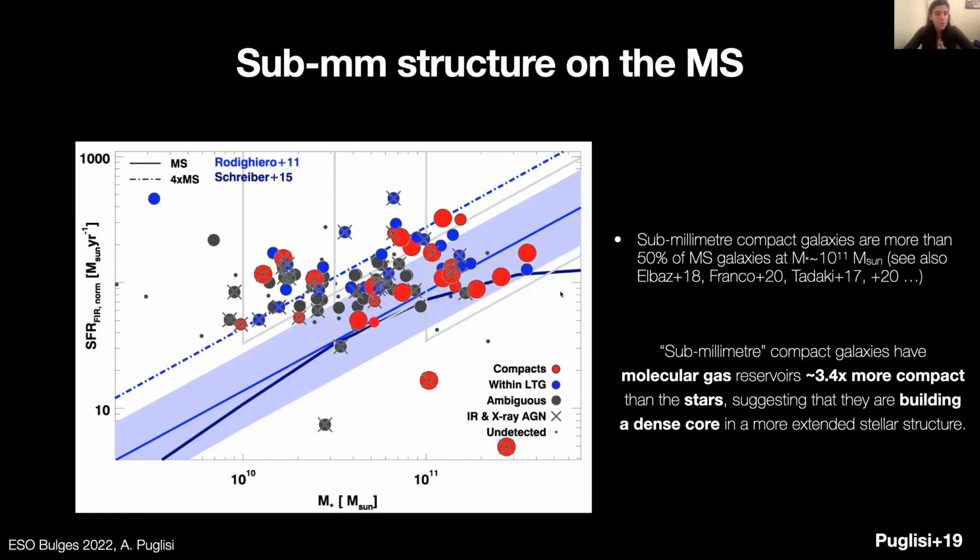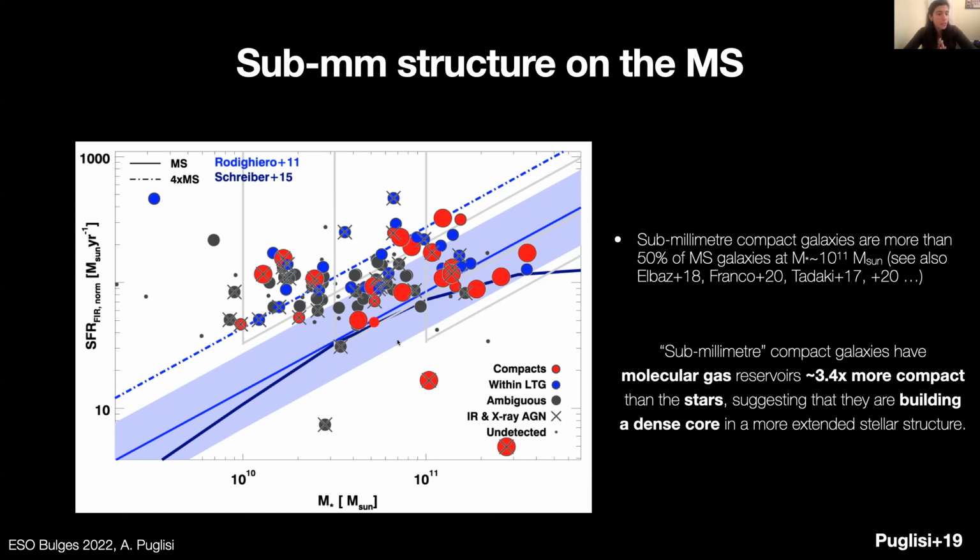Now, this plot shows the star formation rate as a function of the stellar mass for our sample. And the color code shows galaxies with an extended molecular gas reservoir in blue and galaxies with a compact molecular gas reservoir in red. So the sub-millimetre compact galaxies in our sample are distributed on and above the main sequence. And they are abundant at high masses, being 50% of the main sequence population above 10 to the 11 solar masses. So our measurements suggest that a sizable fraction of typical star-forming galaxies are building up a dense stellar core in a more extended stellar structure.